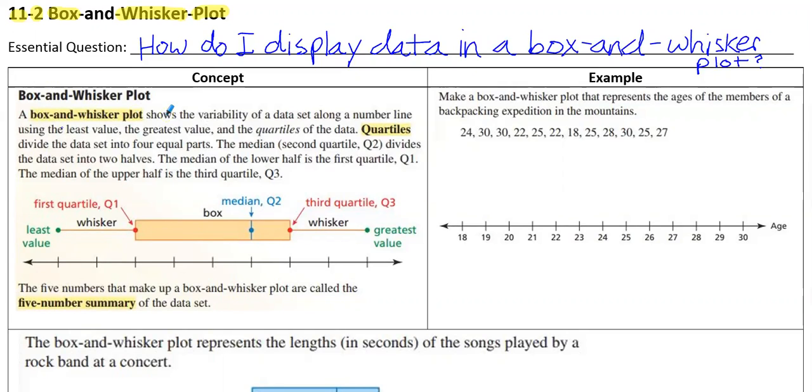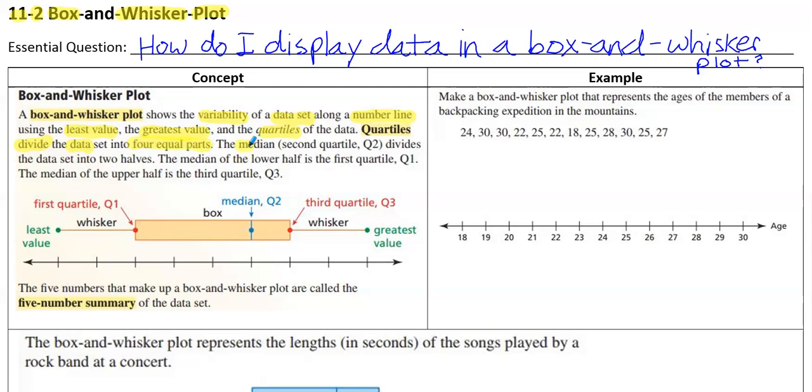Okay, Box-and-Whisker plot shows the variability. Wait, variability, that's related to the word variation. And we've talked about the measures of variation. We display the data set along a number line using the least value, that's 1, the greatest value, that's 2, and the quartiles. There are 3 different quartiles, which are cuts in the data to make 4 sections. Quartiles divide the data into 4 equal parts.